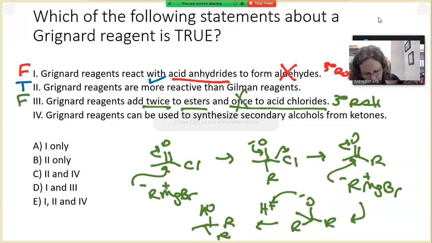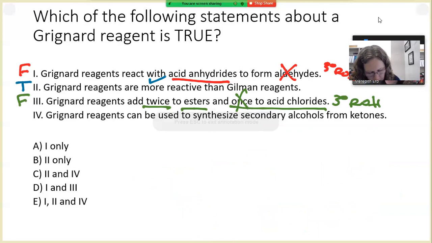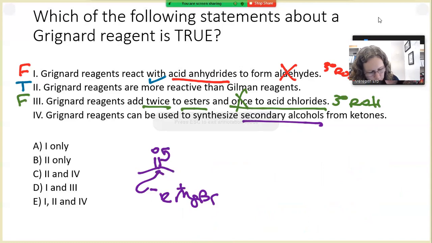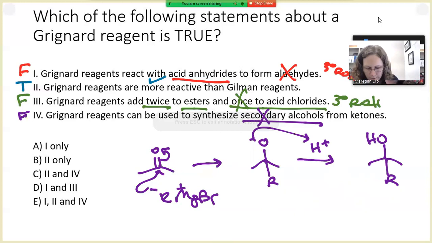All right, let's take a look at the last statement, statement 4. It says Grignard reagents can be used to synthesize secondary alcohols from ketones. Okay, so if we take a ketone like this and we bring in our Grignard reagent, the Grignard reagent is always going to be forming this new carbon-to-carbon bond. And so we're not really going to be able to form a secondary alcohol in this instance. We're making tertiary alcohols, like so. And so this one is also false because we don't make secondary alcohols. We again make a tertiary alcohol as our product.